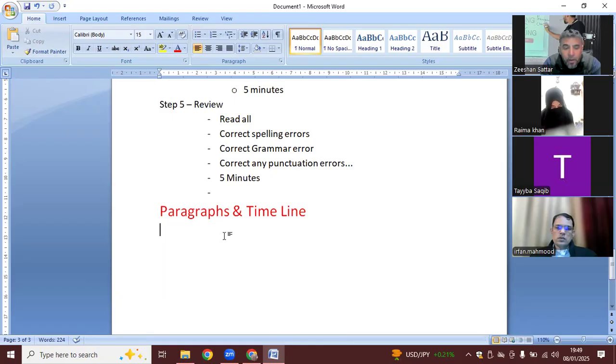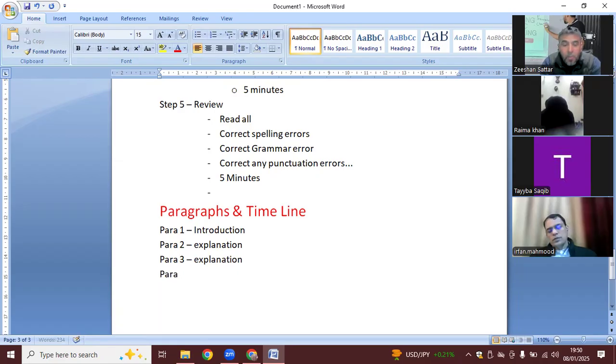Paragraphs will be 4. Para number 1 will be your introduction, and para number 2 will contain the explanation for side 1. Para number 3 will contain the explanation for side number 2. And para number 4 will be for the conclusion.